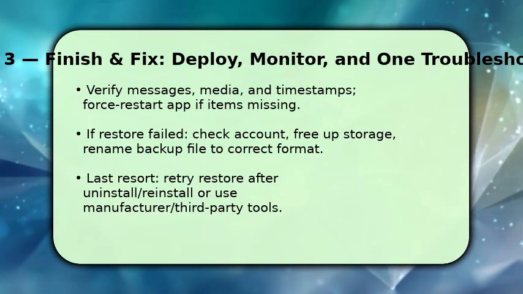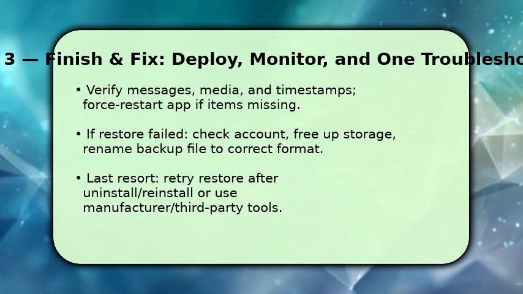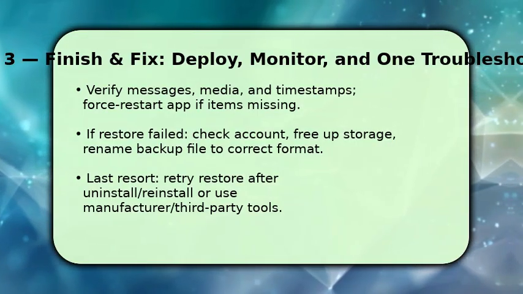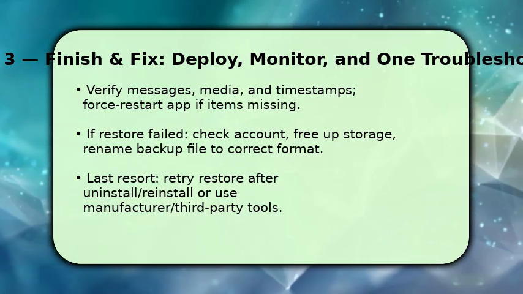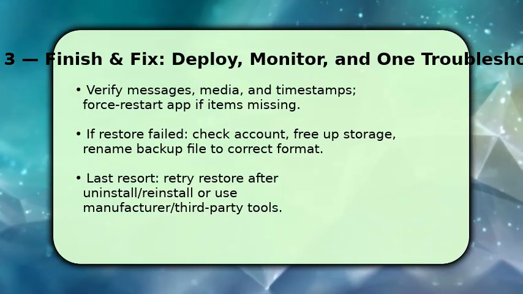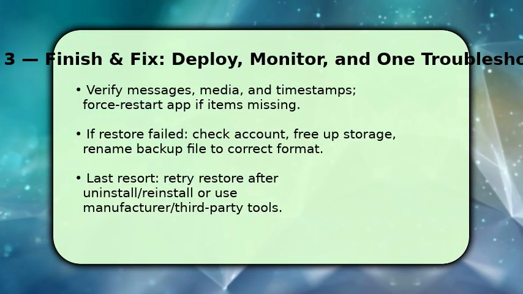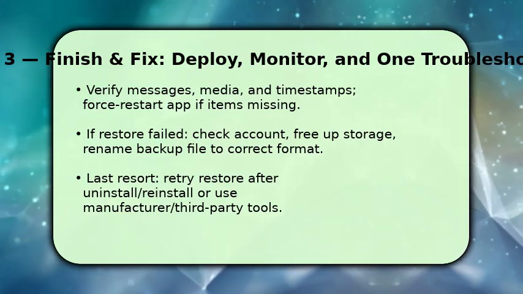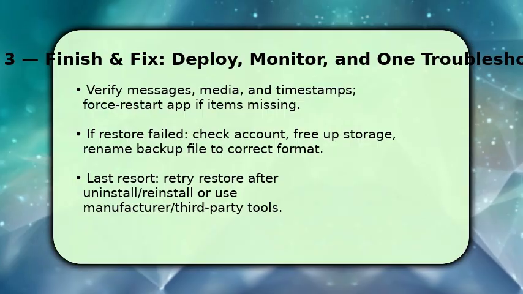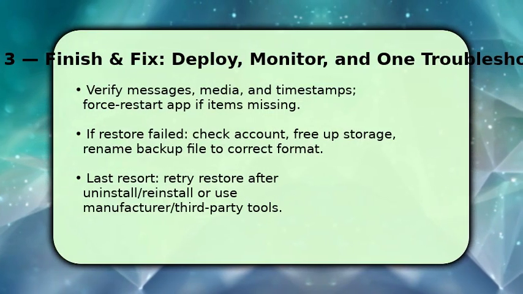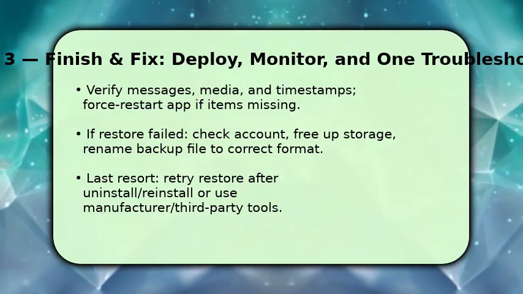Finish by checking that messages, attachments, and timestamps match expectations. Scroll several threads to confirm integrity. If anything's missing, force close and reopen the app, then recheck. If restore failed, confirm you used the same account and that there's enough storage, and consider renaming the local backup to the app's required file name before retrying. As a last resort, uninstall and reinstall the app or use the phone maker's recovery tool. These steps resolve most stubborn restore errors quickly.